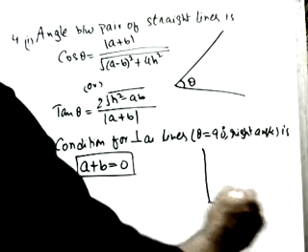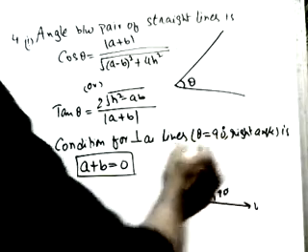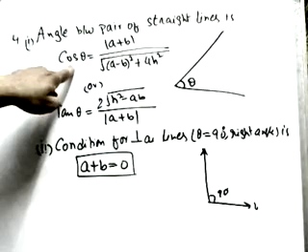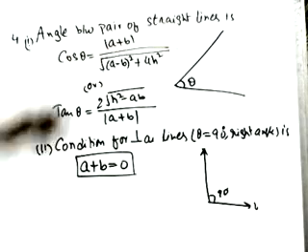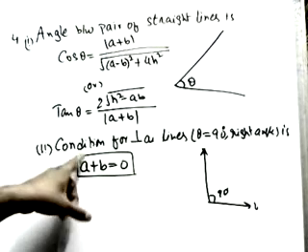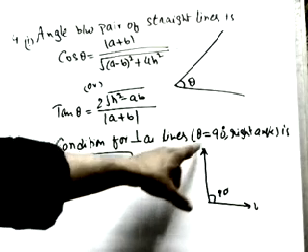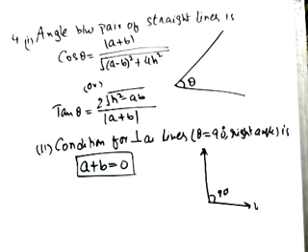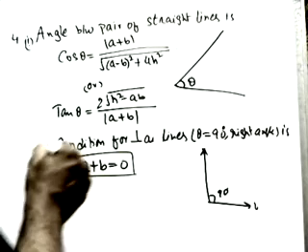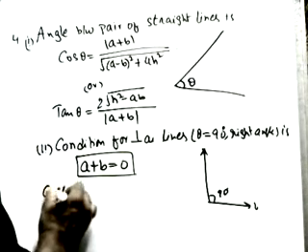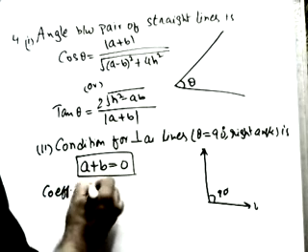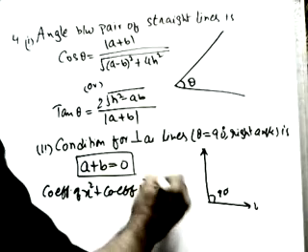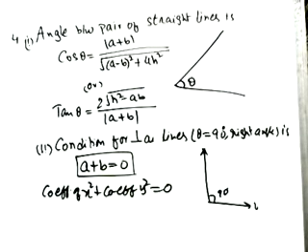But if the lines are perpendicular, then the angle is 90 degrees. So if you put 90 here, cos 90 will be 0. You bring this here, it will also be 0. So perpendicular lines means a plus b will be 0. So you must have this condition for perpendicular lines, or angle 90 degrees, or right angle, whatever I say: a plus b equals 0. Or we can write like this also: coefficient of x square plus coefficient of y square equals 0.